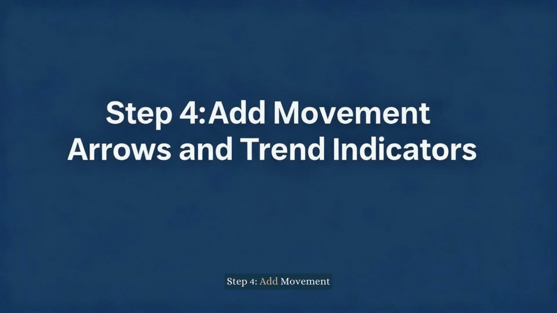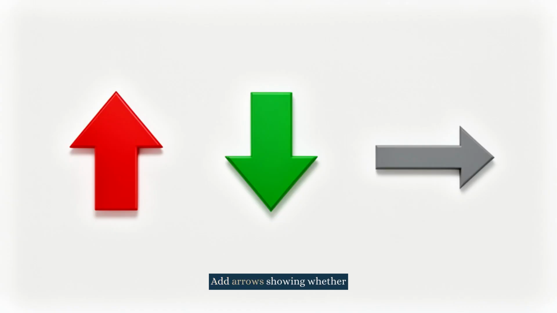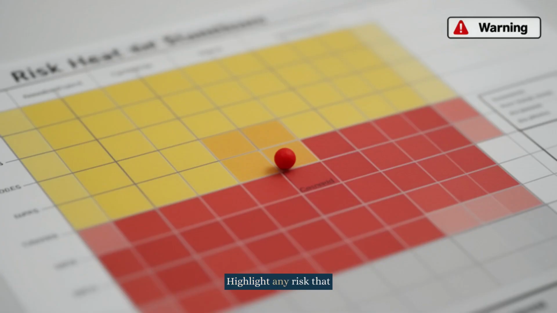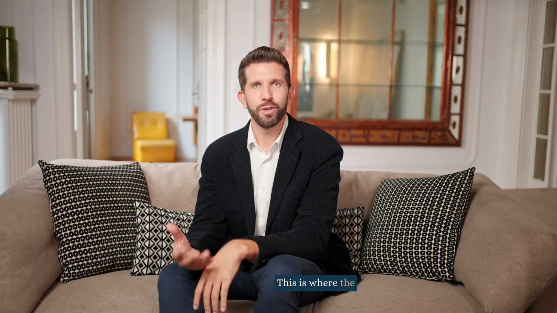Step 4. Add movement arrows and trend indicators. Static heat maps are just snapshots in time, but leadership wants to see the direction of travel. Add arrows showing whether each risk is trending up, down, or stable since the last quarter. This provides the context of whether our current mitigation strategies are working. Highlight any risk that has moved into a new color zone. For instance, this risk moved from amber to red this quarter because of a change in market conditions. This is where the story lives.